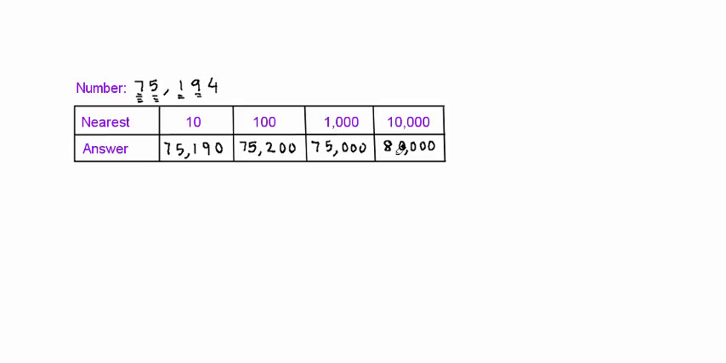So we say the nearest 10,000 to 75,194 is 80,000. So as we can see over here, we can have different answers to a rounding problem, the same number being rounded, depending on to which place value it's being rounded to.